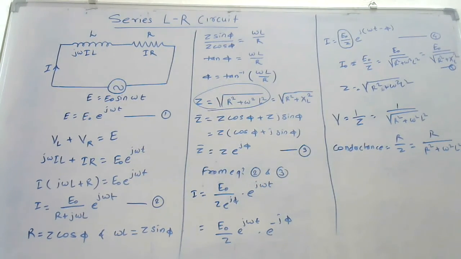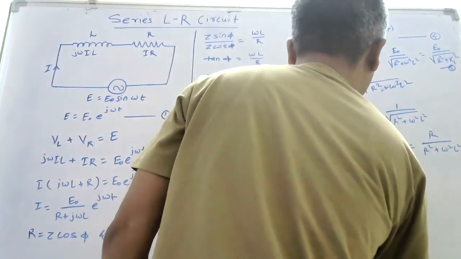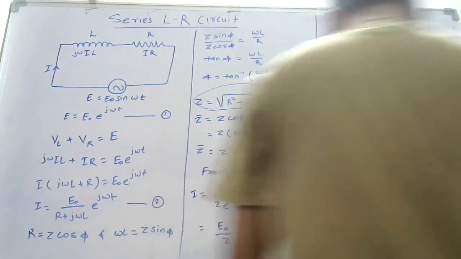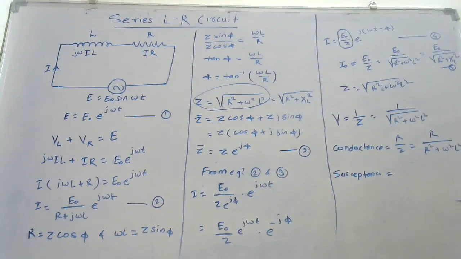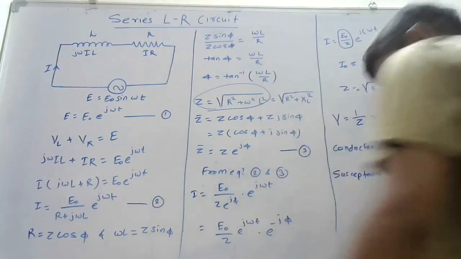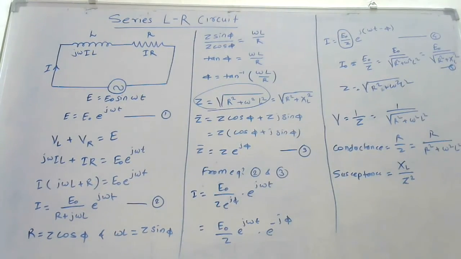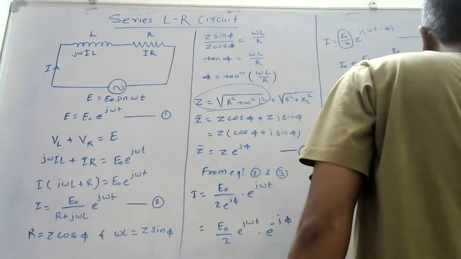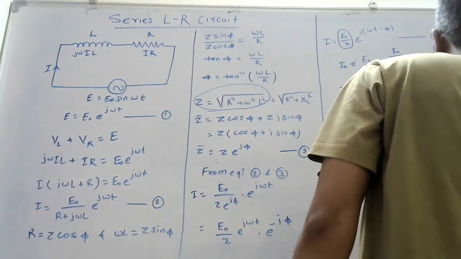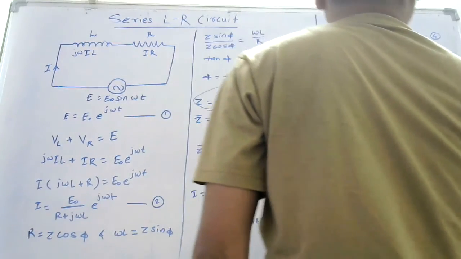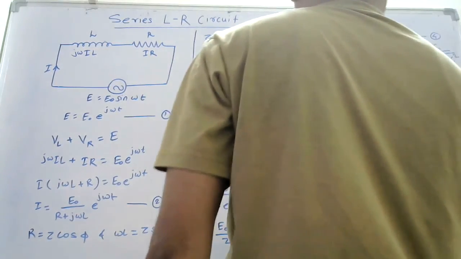And now we have to find out the susceptance. Susceptance is nothing but XL upon Z square. What is the value of XL? Omega L. That is equal to omega L upon R square plus omega square L square. These are the important values of the given circuit.